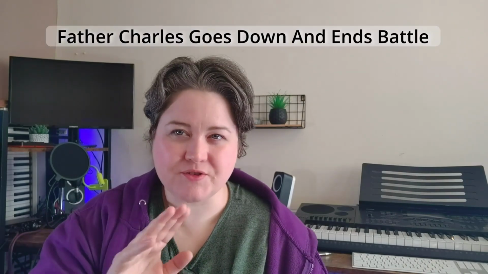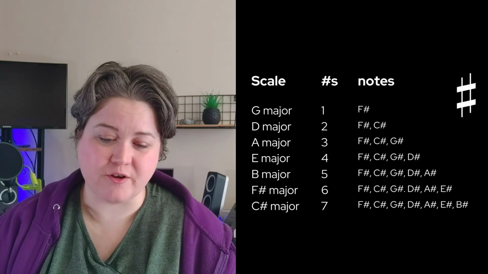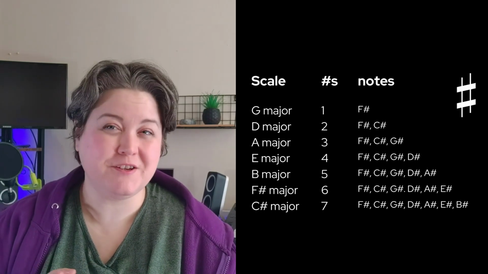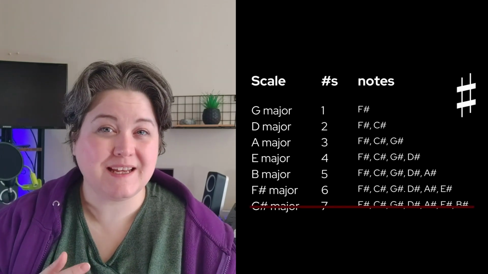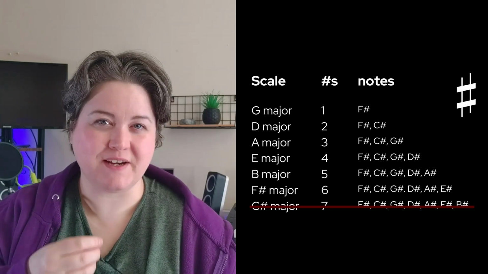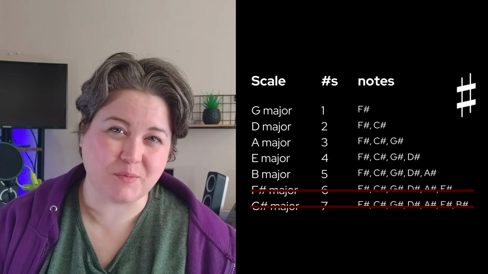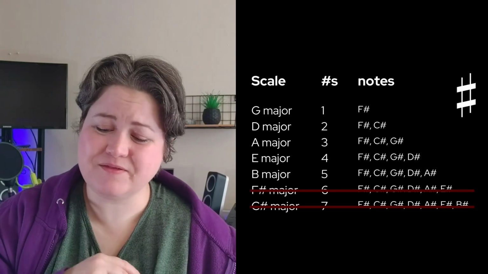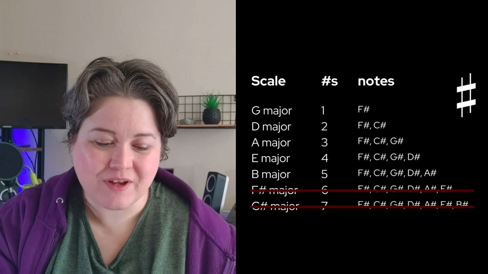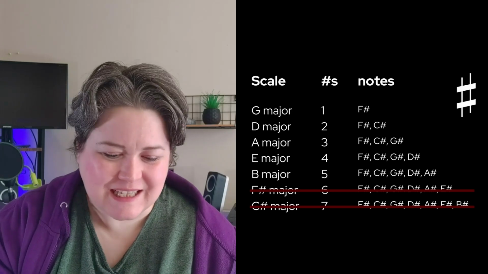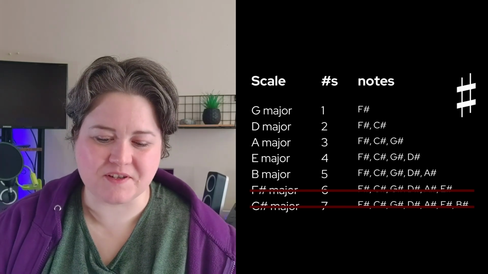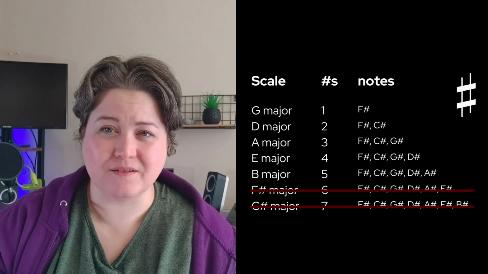And there is an age-old way to remember these sharps. And it goes like this. Father Charles goes down and ends battle. Now there are 7 sharp keys as shown, but in practice nobody ever uses C sharp major because it's easier to call it D flat major, which has 5 flats instead of 7 sharps. F sharp major also isn't a popular key, having 6 sharps, because once you have to start saying E sharp instead of F or B sharp instead of C, it starts to get a bit too complex for most people. So we mostly stick to the first 5.